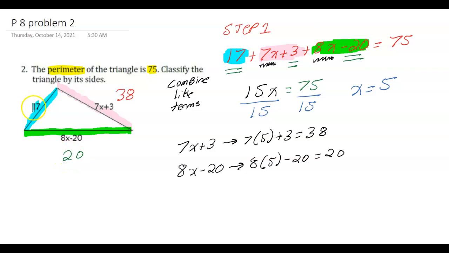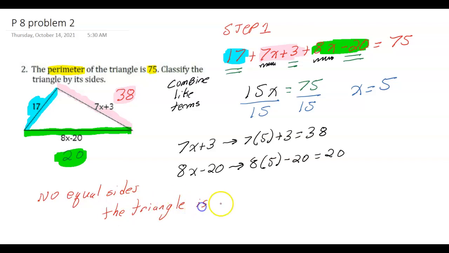If you look at these sides, one side is 17, another side is 38, and the other side is 20. Since all three sides are different, this triangle is scalene. So there are no equal sides. So the triangle is scalene.